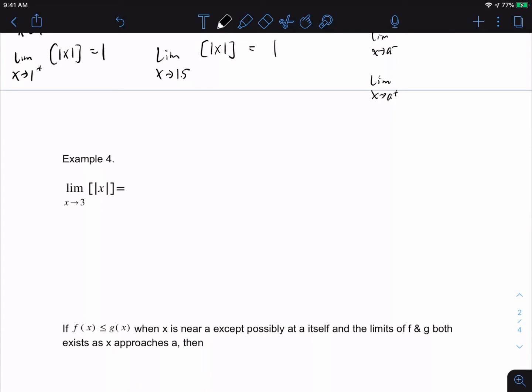What's the answer to this example? 3 does not exist. Does that make sense? Yeah, because it doesn't match up in the middle. Since it's coming from both sides, it's going to be coming from like 2.9, but 2.9 plugged into that would be a value of 2. If I come from 3.1, it's going to be a value of 3. So one's 2, one's 3, they don't agree. This will not work.